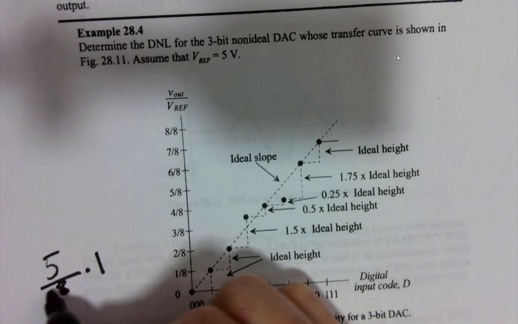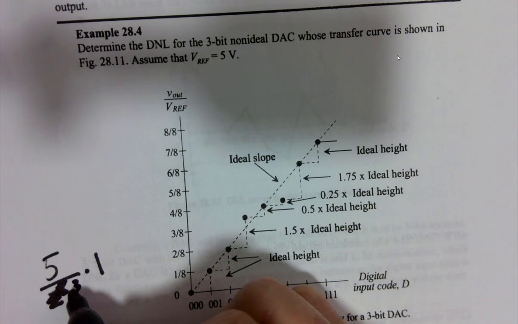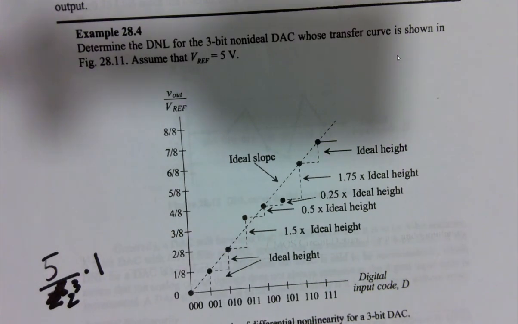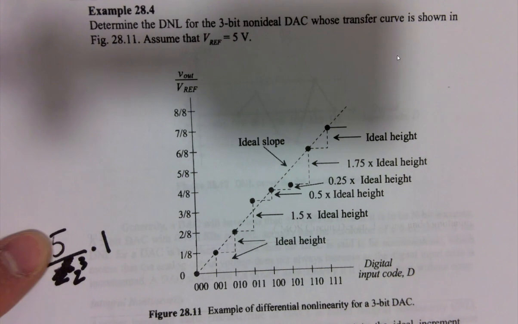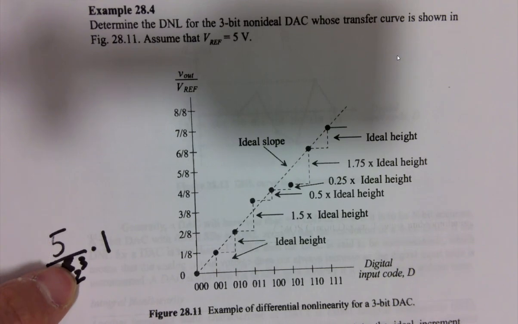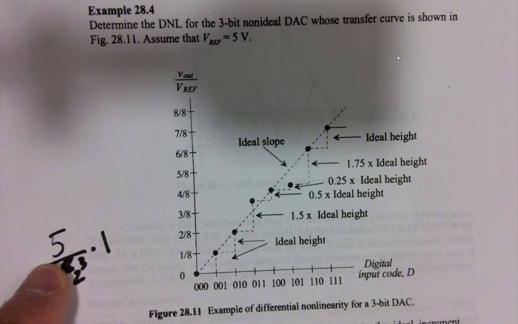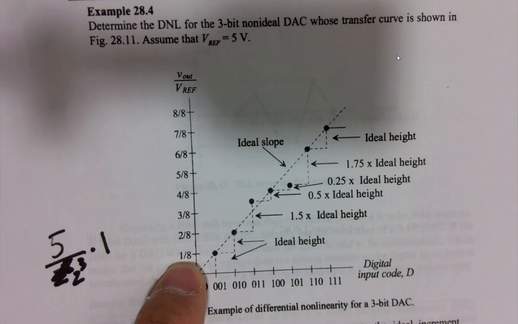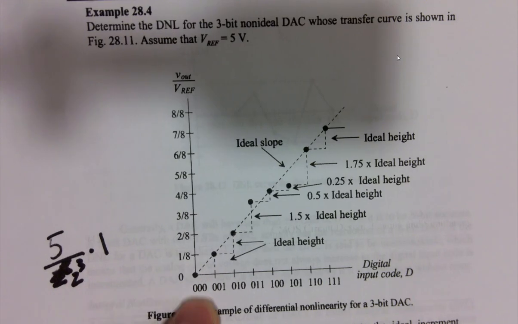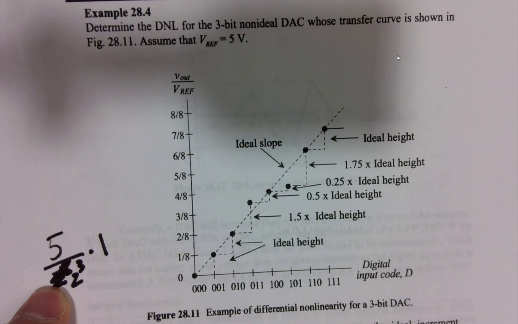Oh, 3 bits, I'm sorry, 3 bits. 2 to the 3rd, which is 8. So 5 is the whole entire voltage range, and this is all the steps, 8 steps. 5 divided by 8 is 1 LSB's voltage. Okay? So actually this should be this voltage, but they use a different number to represent it, which is fine.